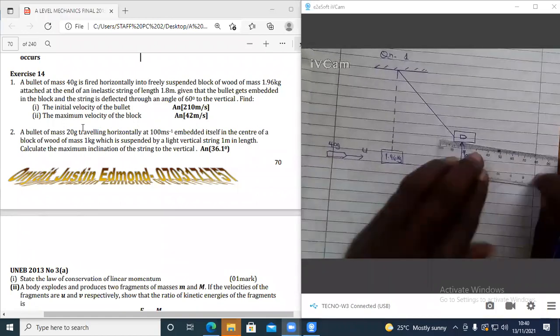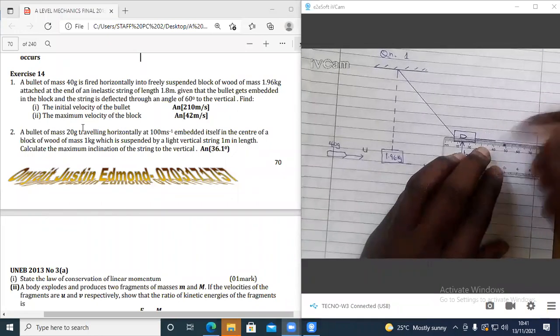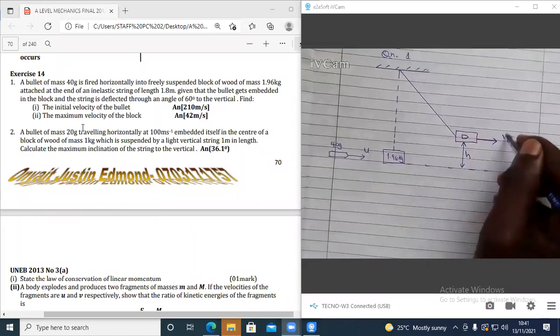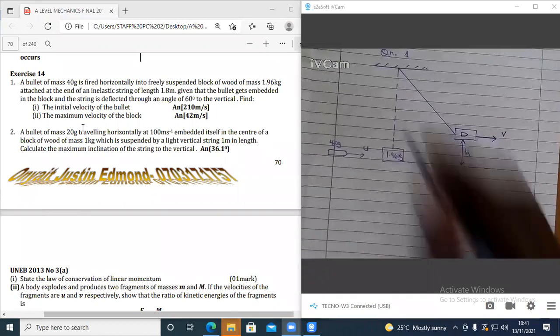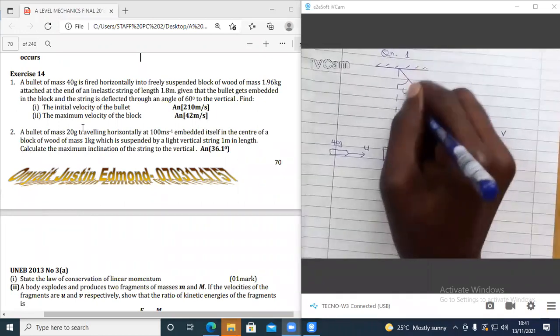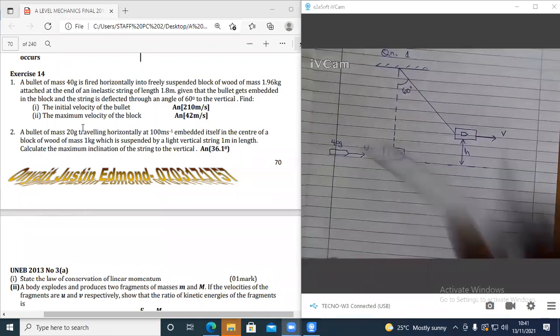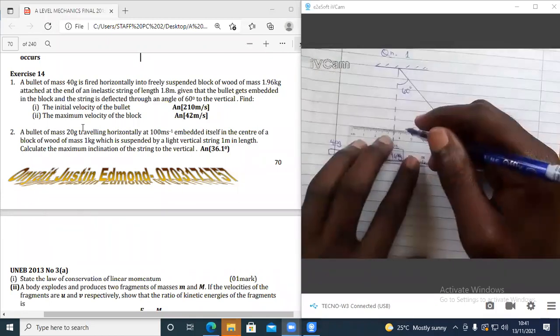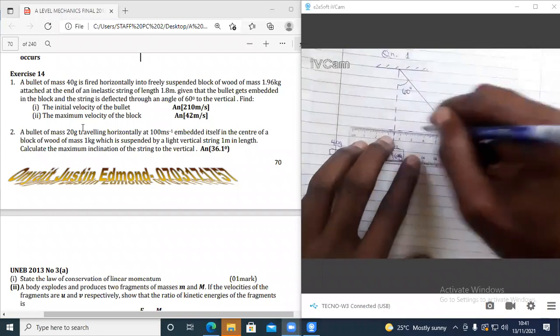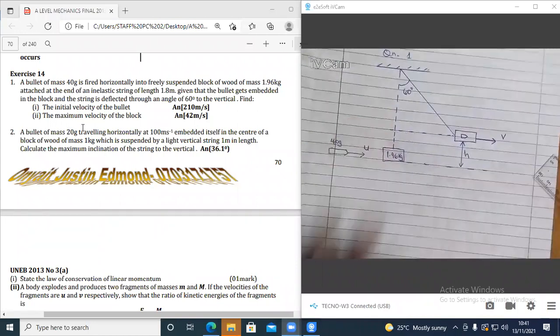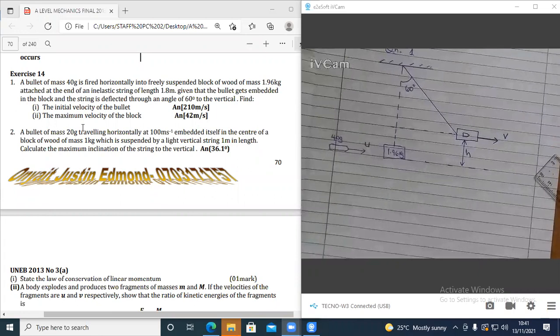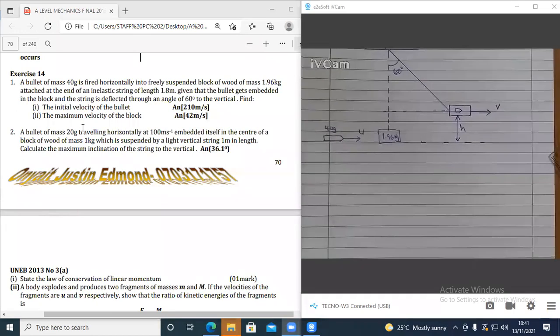Then here they are moving now with a common velocity v. As this one is suspended to which angle? 60 degrees. Up to this point, this is the new position. Have you seen that, Brenda? Yes, teacher. Brenda and Baptist, are we together? Yes. All right.